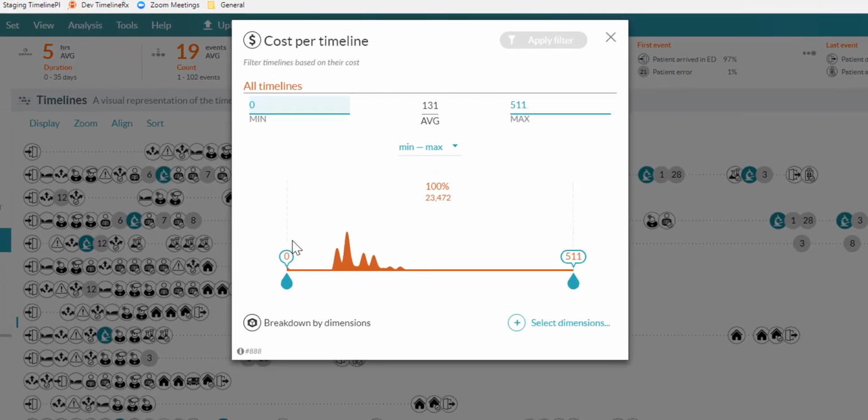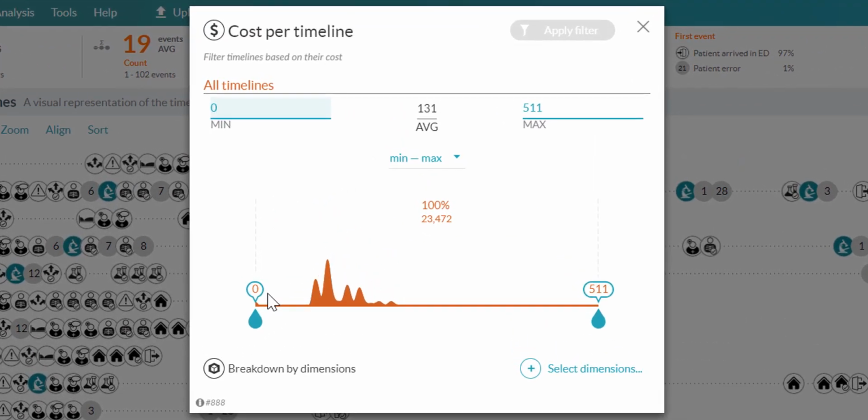This is going to show me a histogram relative to all of my patient encounters and how it skews by their cost. So I can see the minimum is nothing, right? The average is $131 per patient, and the maximum could be $511. So what I can do is skew this threshold and start to take a look at, let's say we're interested in analyzing patients which have cost us over $198.